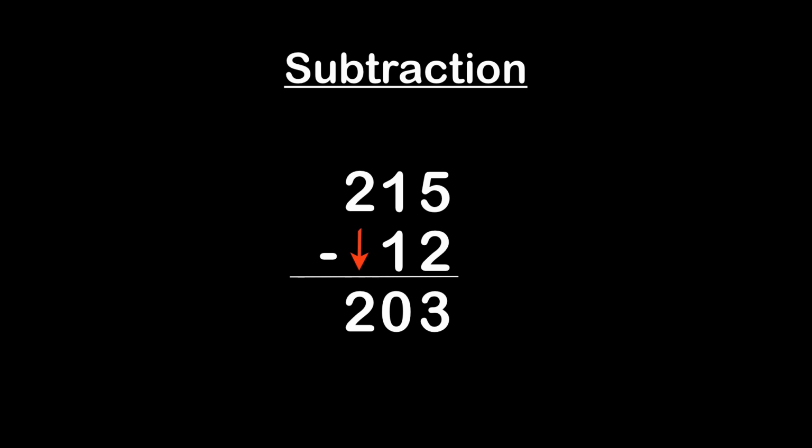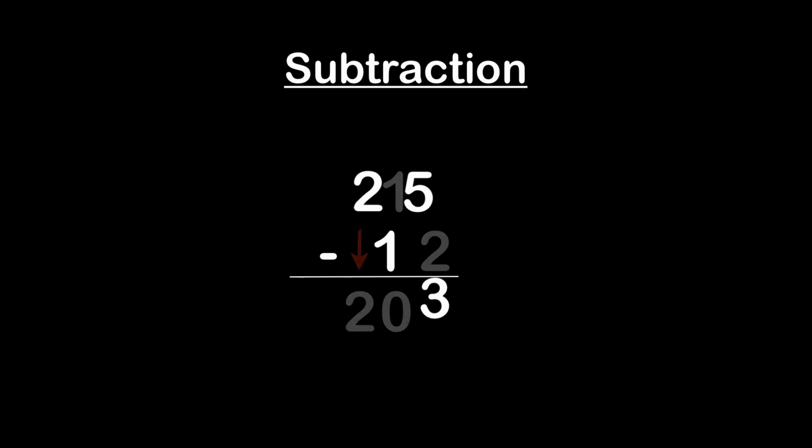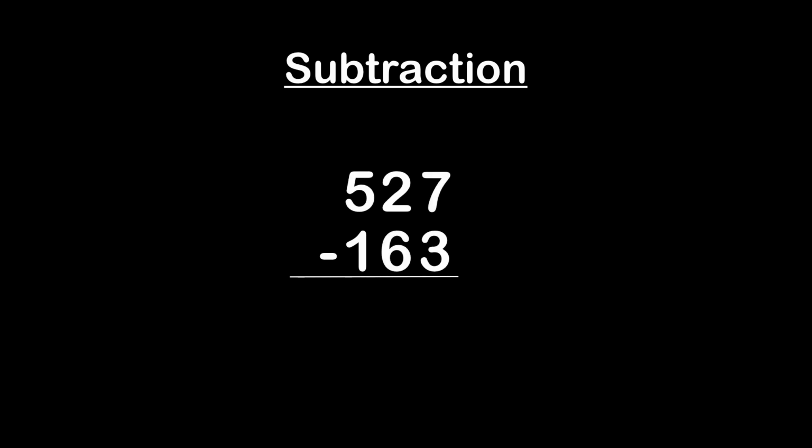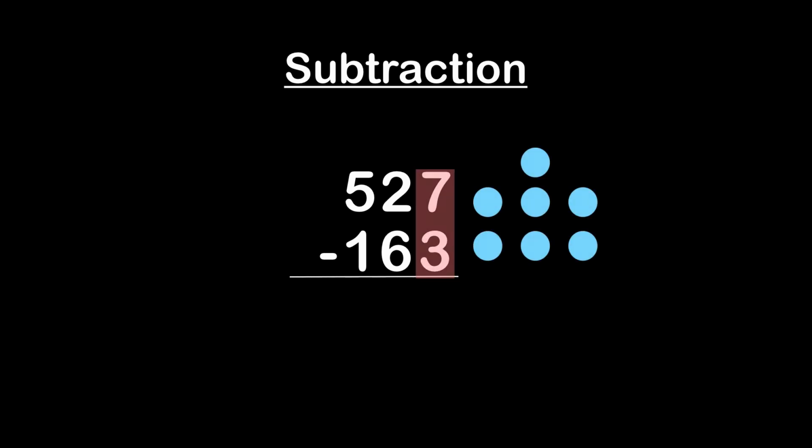But just for practice sake, let's keep doing a few more problems because practice is how you become good at math. For our next problem, let's take a look at 527 minus 163. The first thing we want to do is come to the column on the right where we have 7 minus 3, which is going to give us 4 when we take away the 3.